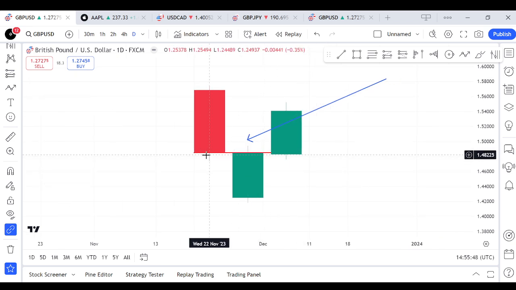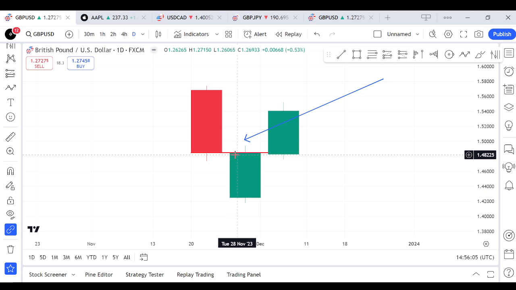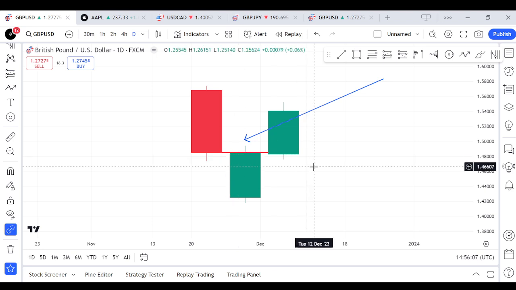So the key identification points to remember are that the pattern must form during an established downtrend or pullback, the first candle must be red or black and relatively long, and the second candle must be white or green and close at the same level as the first. And the second candle's body typically appears completely below the first day's candlestick.